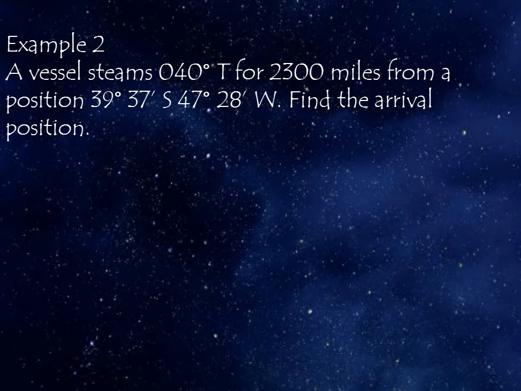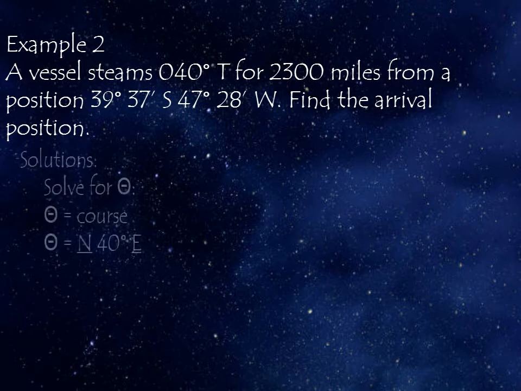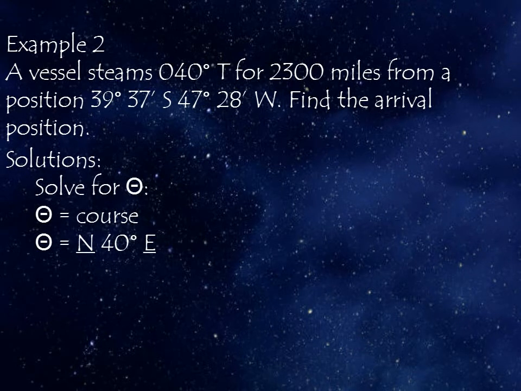Example 2. A vessel steams 40 degrees true for 2,300 miles from a position 39 degrees 37 minutes south, 47 degrees 28 minutes west. Find the arrival position. Solve for theta. If the course is less than 90 degrees, the formula is theta is equal to course. And because theta is in the first quadrant, therefore, theta is equal to north 40 degrees east.